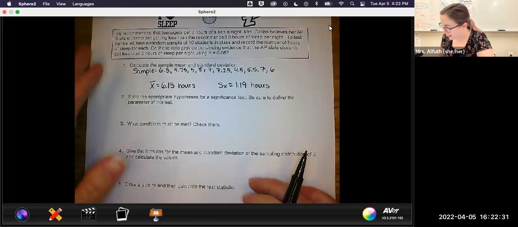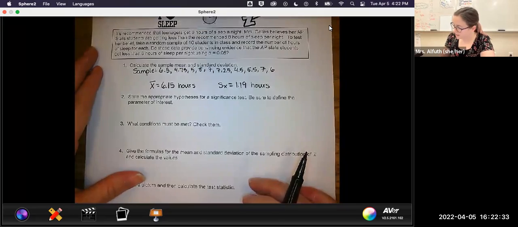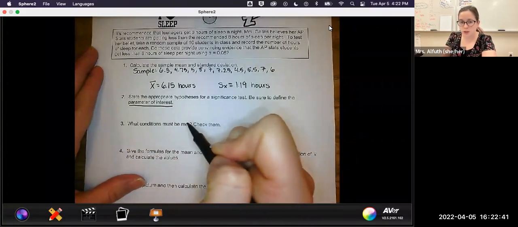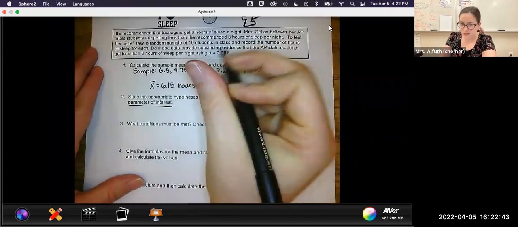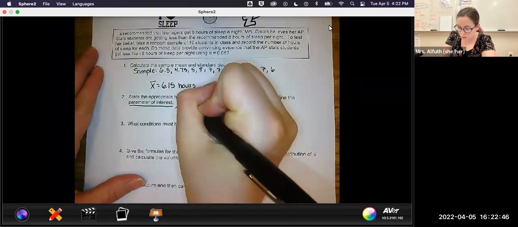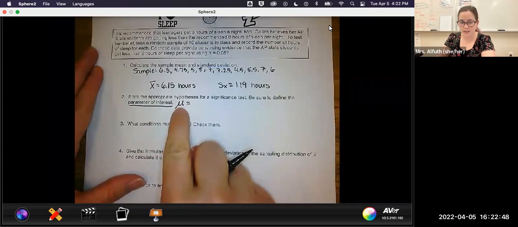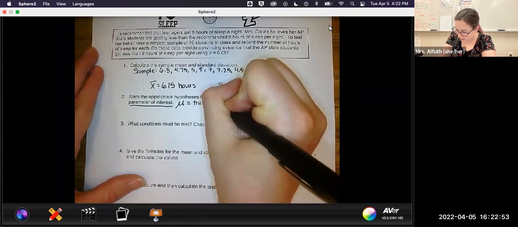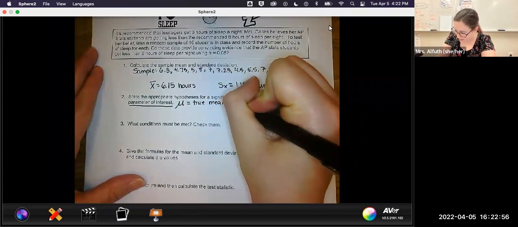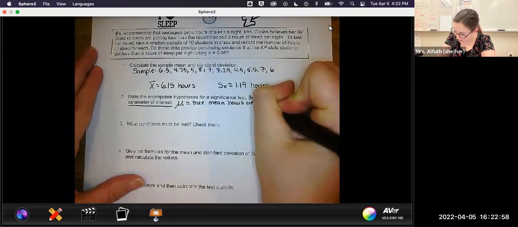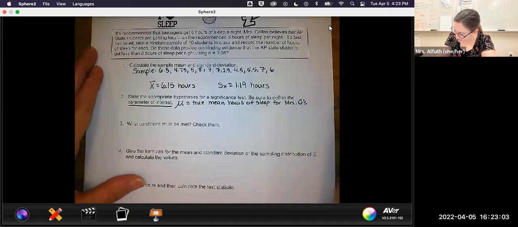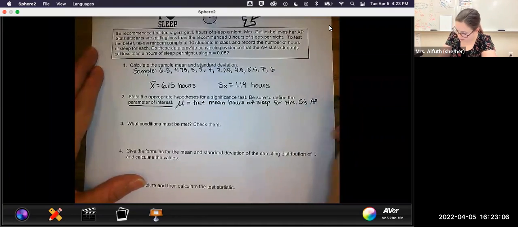Let's state the appropriate hypotheses for the significance test and make sure we define the parameter of interest. When it's asking for the parameter of interest, I've noticed this in some of our CFUs, don't just say the true mean of, but state what the symbol is. Here we say mu equals. Without that, we're not actually defining the parameter. So mu equals the true mean hours of sleep for Mrs. G's AP Stats students.